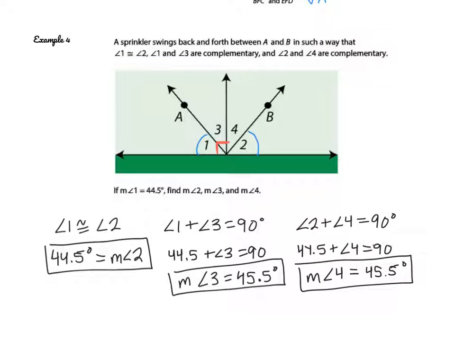So it's really important that you're able to start with these statements. Even if it seems obvious to you, you have to make sure that all of your work is clearly shown and that it's justified with mathematical statements.